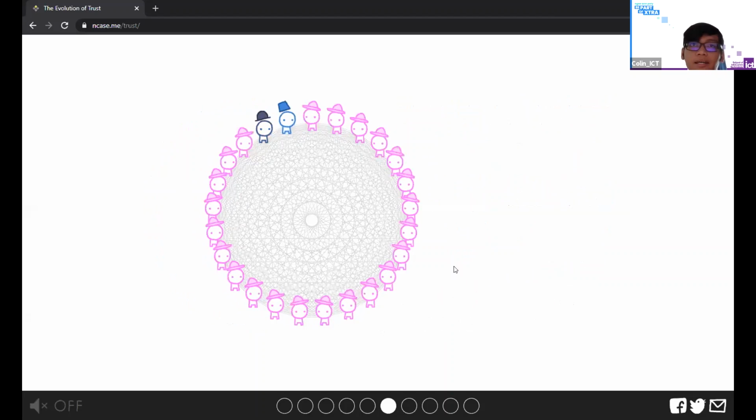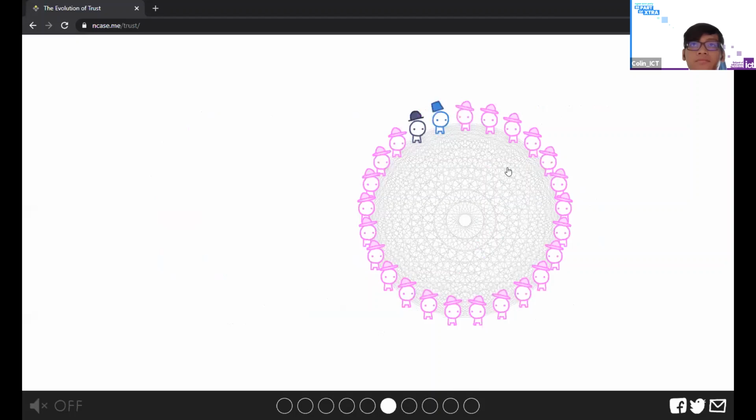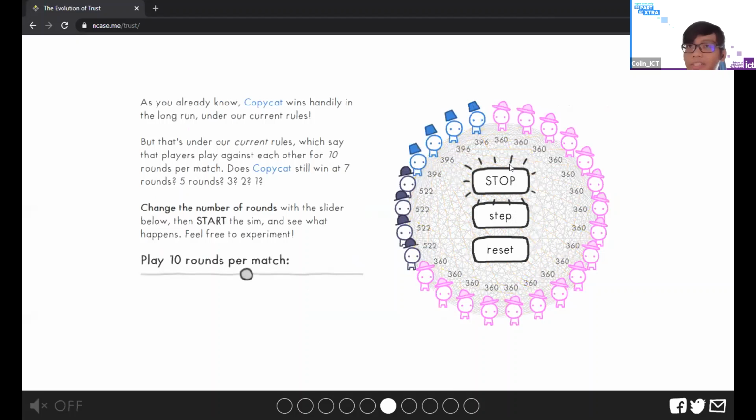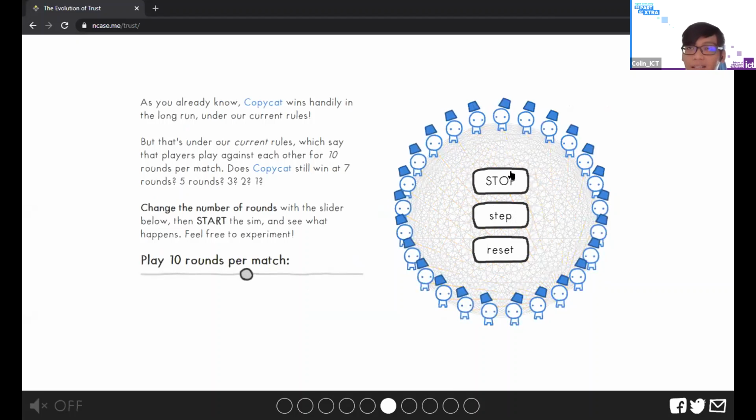Yeah, this is an example. If we start with one copycat and one cheater, similar to the first evolution model we just did, the copycat does triumph.